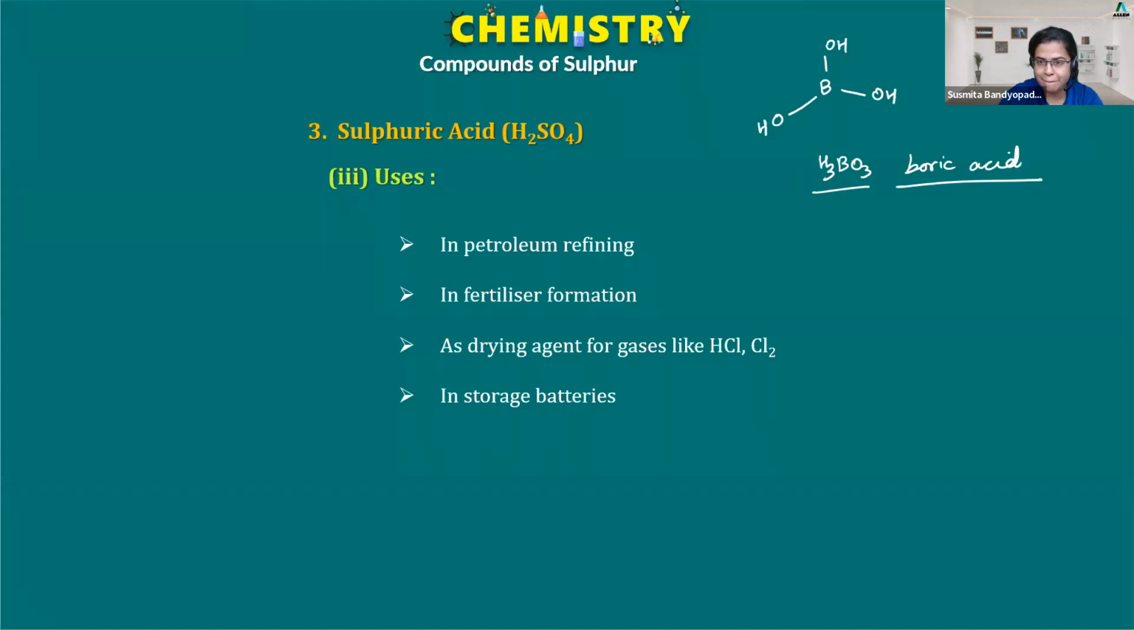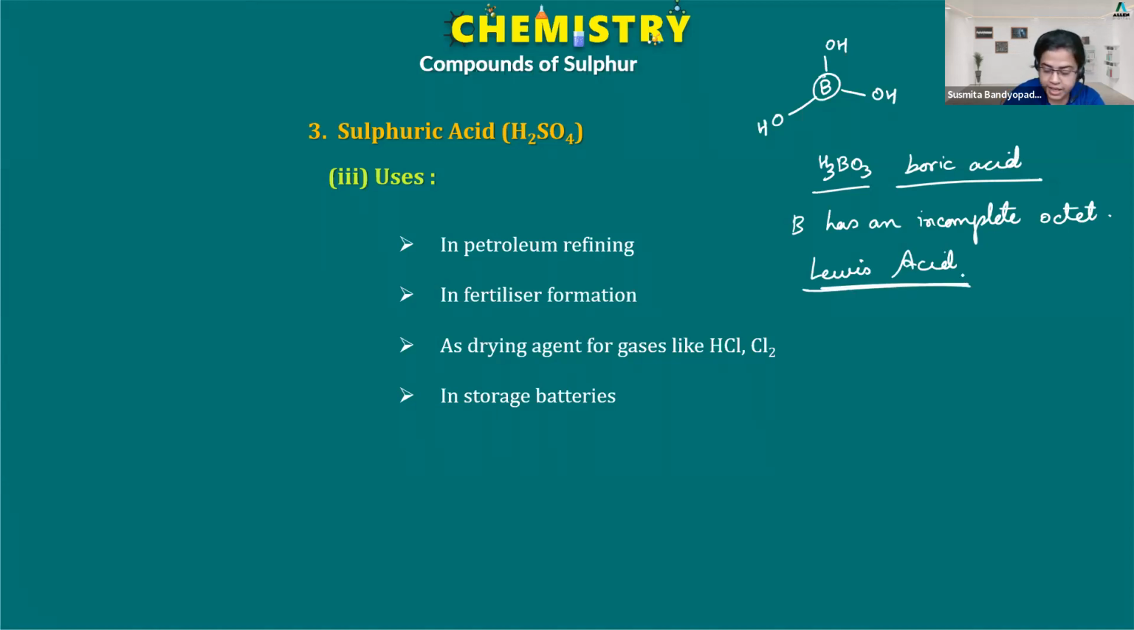Boric acid. Look into boron. By the way, it is not acting as a protonic acid. Protonic acid means an acid which will lose its H plus, like HCl splitting into H plus and Cl minus, or H2SO4 splitting into 2H plus and one sulfate. Here, boron has an incomplete octet. When it's short of 2 electrons to complete its octet, it is acting as a Lewis acid. Step number 1. Lewis acid, number 1.